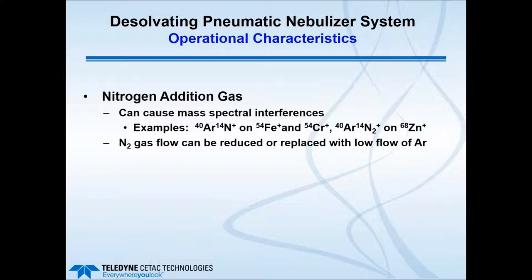Instead, the nitrogen gas flow can be reduced or replaced with a low flow of argon, but there can be, of course, loss of sensitivity because the nitrogen does improve that. But for higher mass isotopes, things such as lead, uranium, and thorium, the nitrogen does not cause an interference.